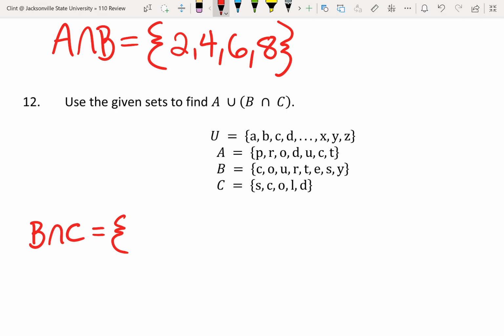Well, no, you could write the union on the other side. The important part on the order on this is that B intersects C's in parentheses. So we've got to start with the parentheses, right? And then do the other one.